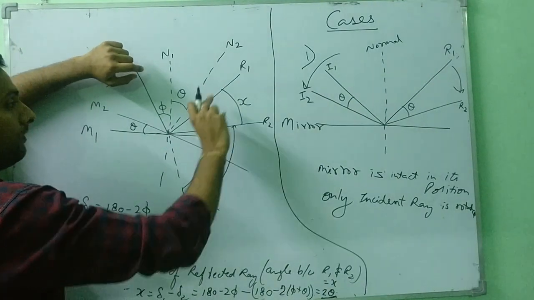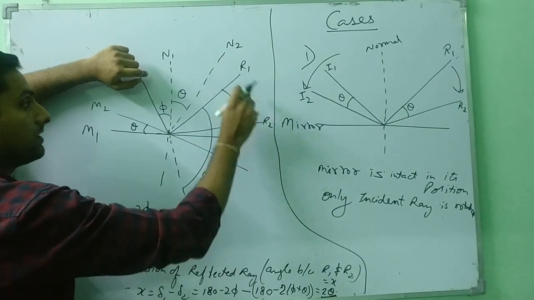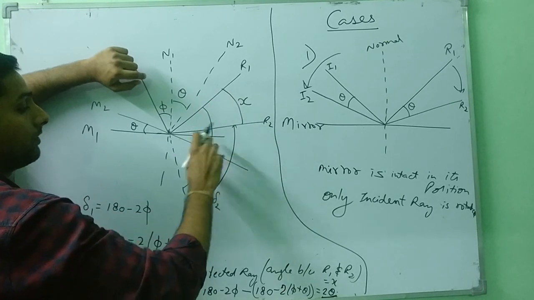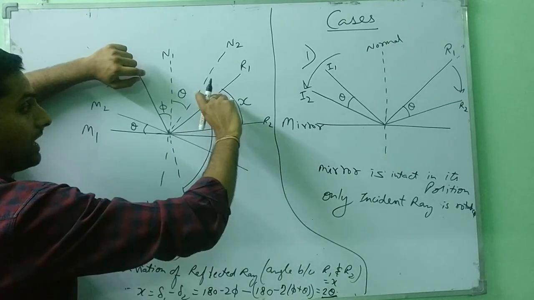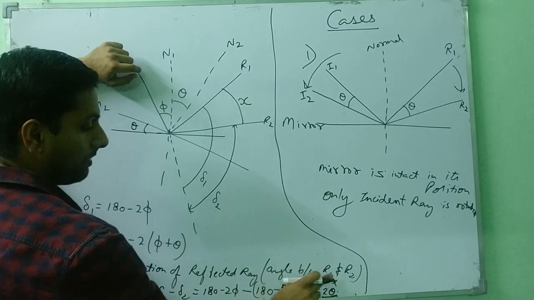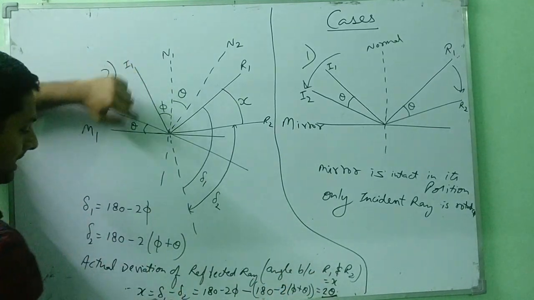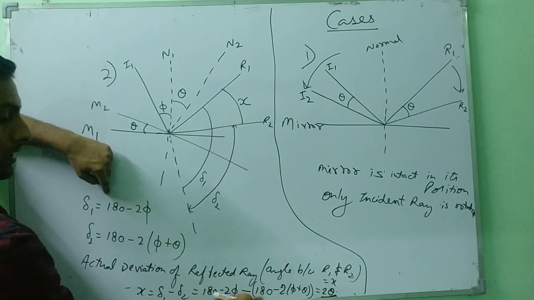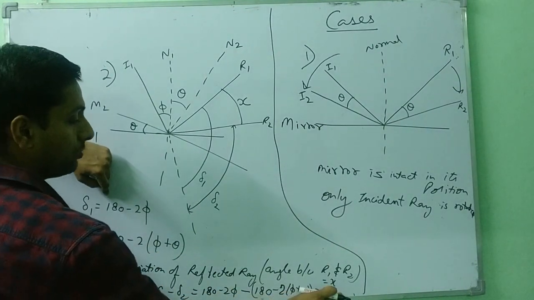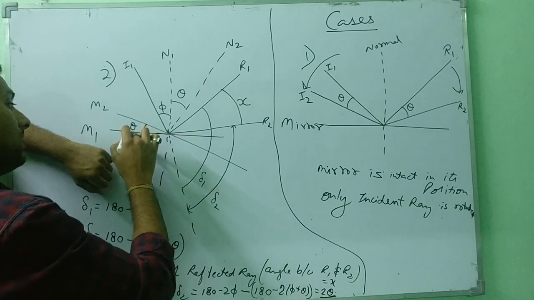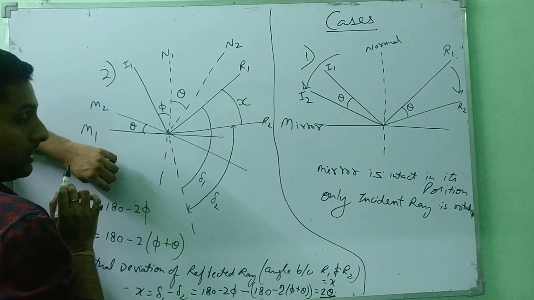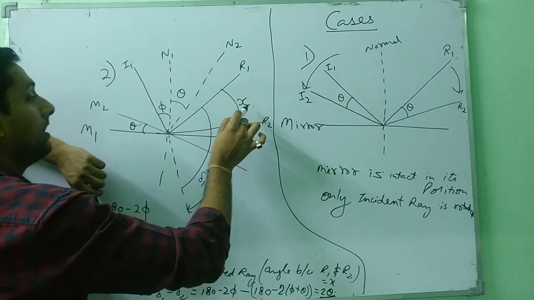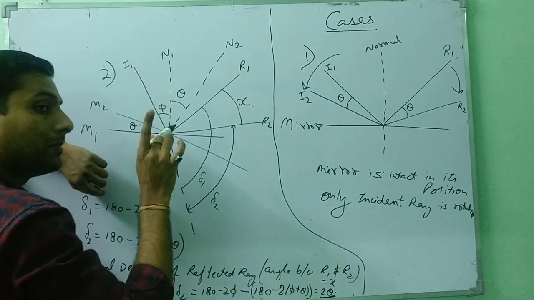So the total angle of deviation between the two reflected rays, that is R1 and R2, can be found with the help of delta 1 minus delta 2, which we are assuming as x. So delta 1 minus delta 2 is x. Delta 1 is 180 minus 2 phi and delta 2 is 180 minus 2 times phi plus theta. So when you subtract both of these, you get 2 theta. That means the angle by which the mirror is rotated, the reflected ray is rotated by double that angle when the angle of incidence remains the same.